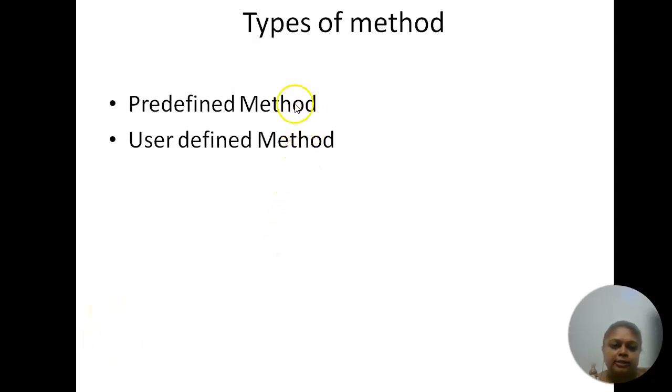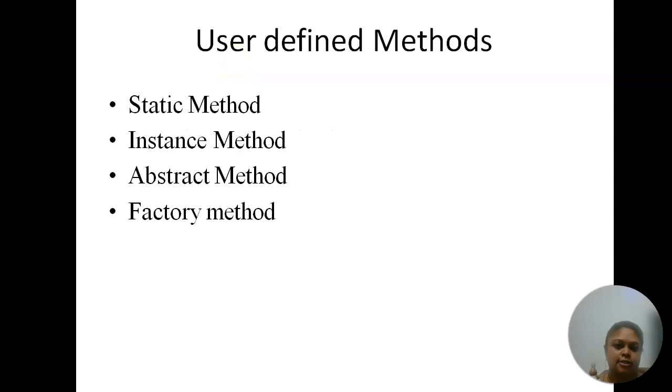Then types of method. There are two types of methods available in Java. One is predefined, the other one is user-defined method. A predefined method is always present in the Java library. In a user-defined method, while writing the program, the programmer defines the method and its functionality. In this video lecture, we are going to see about user-defined methods. There are several kinds of user-defined methods. One is the static method, second is the instance method, followed by the abstract method, and the final one is the factory method.